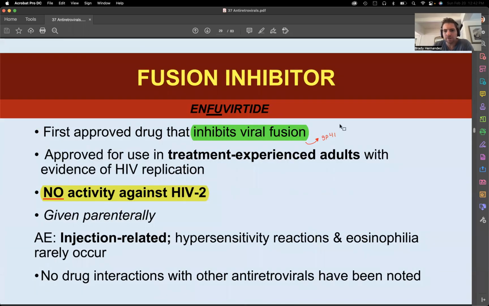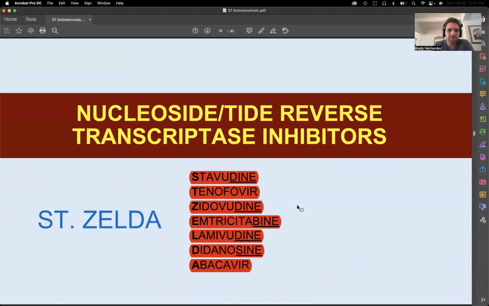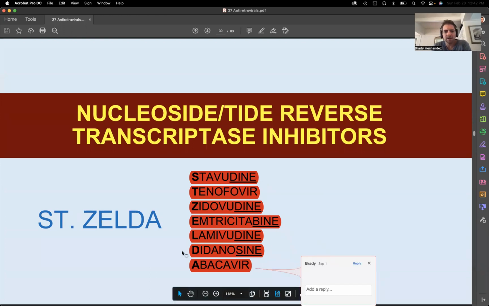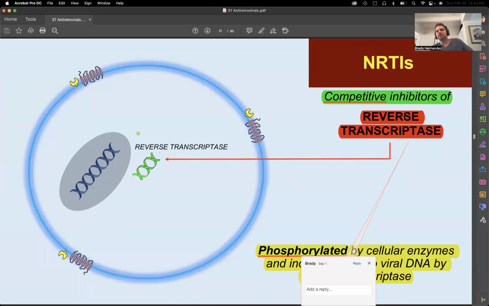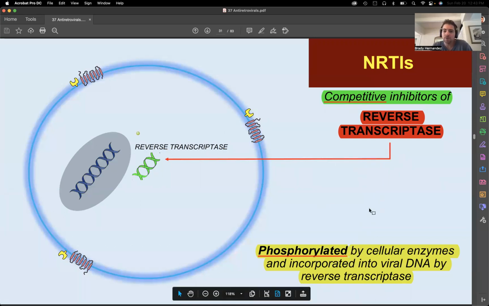All right, viral fusion with 41. Okay, and then these are very, very good to remember, these nucleoside reverse transcriptase inhibitors. So they end in dine or bine, sine. Zidovudine, stavudine, lamivudine, and so on is the way to remember those. Right, so the idea is competitive inhibitors of reverse transcriptase. So these also have to be phosphorylated because there's another class that doesn't have to be phosphorylated. So keep those in mind.